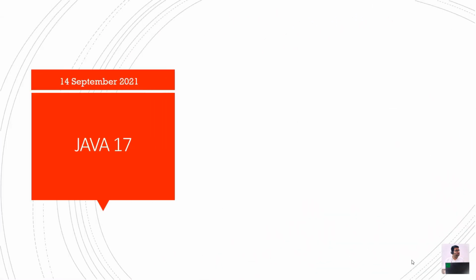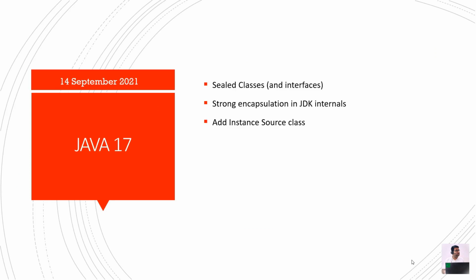Java 17 was released on 14 September 2021 after 5 interim versions from Java 12 to Java 16. Java 17 has free upgrades until September 2026 and paid support until September 2029. It has the following features: sealed classes and interfaces, strong encapsulation in JDK internals. It has added an Instant source class for date-time features. It has hex formatting and parsing utility. Also, a new pseudo-random number generator Java 17 has given to us.